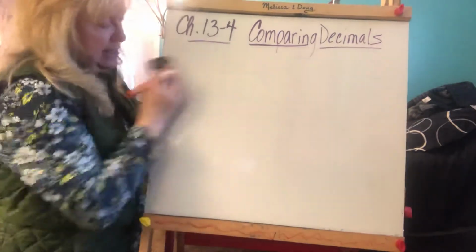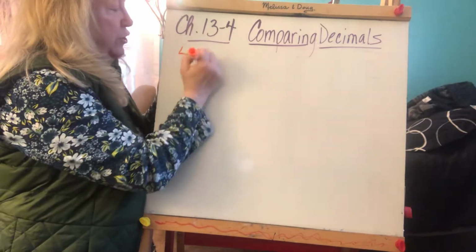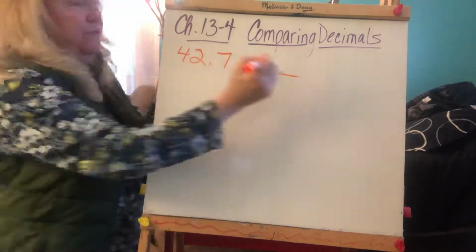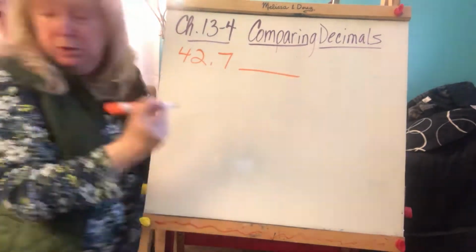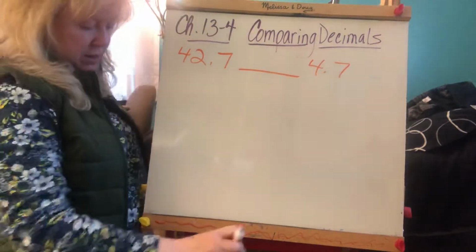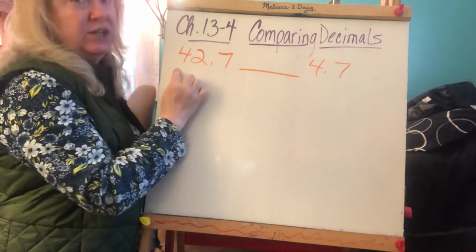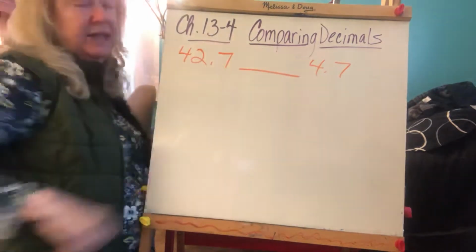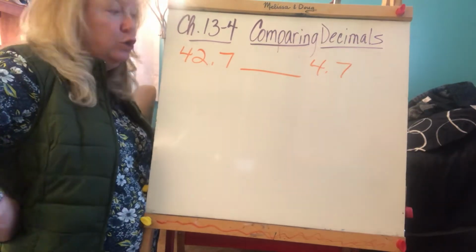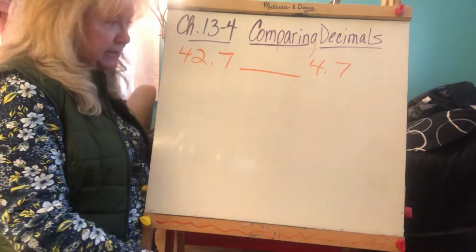Let's say you were given 42 and 7/10, and you had to compare it to 4 and 7/10. Now, your first inclination may be, well, this has 3 digits and this only has 2 digits, so this one has to be bigger. It might be. It might not be. Okay? So you still have to rewrite it, aligning all the numbers in the right places.